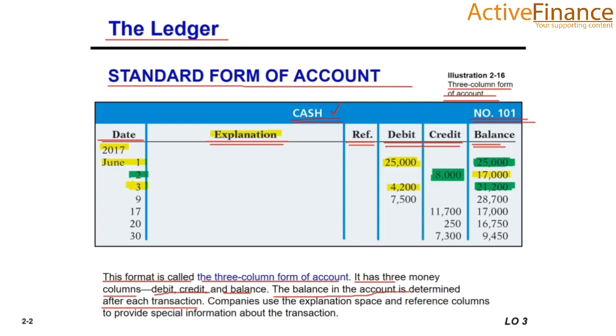Likewise, these transactions are done. At the end we got the balance, which is 9,450. Now you can easily understand how the balance is determined after each transaction. So let's proceed further.